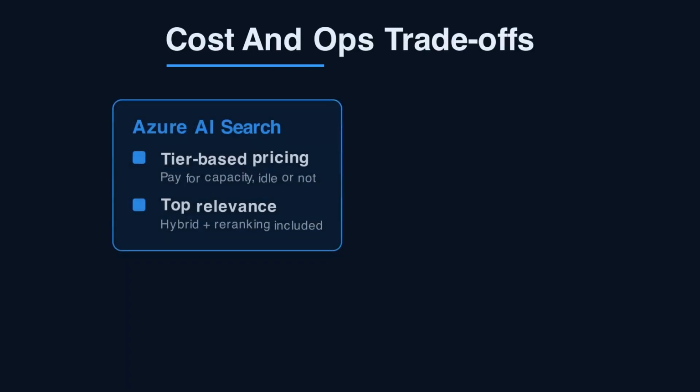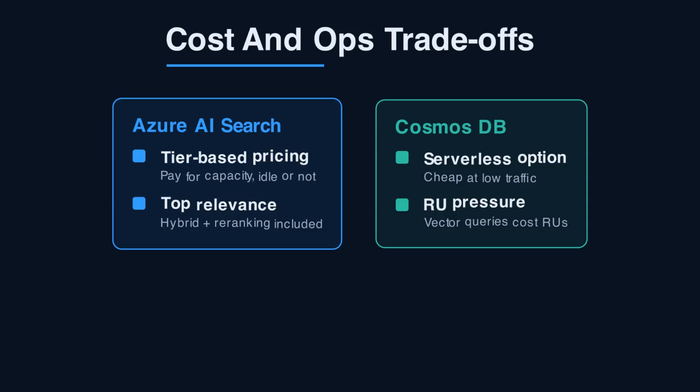Now the trade-offs that actually bite. Azure AI Search bills by tier and capacity, so a standard tier with replicas and partitions can run hundreds of dollars a month whether or not you're querying hard, and vector quotas vary by tier. In return, you get best-in-class relevance and hybrid search. Cosmos DB charges request units plus storage, so a low-traffic agent on serverless can be cheap, and you skip operating a second service. The catch: vector search burns request units fast at scale, and you tune the index yourself. Prices and limits shift, so check current Azure docs.